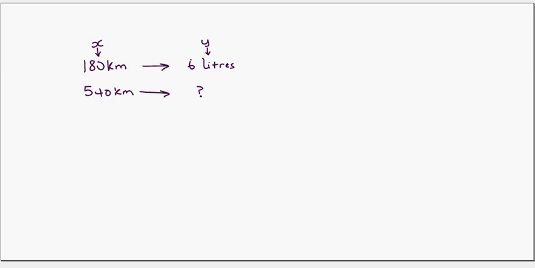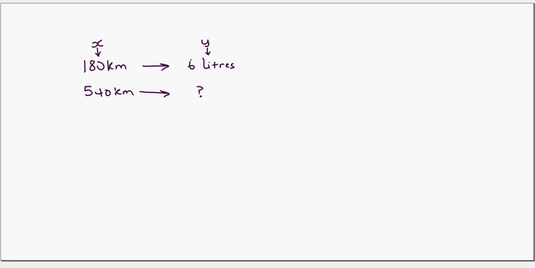There are some instances when this quantity goes up and the other one goes down, and that would be indirect proportion. In this case, this is direct proportion because when the number of kilometers to be traveled goes up, the number of liters required to do that journey also goes up. So we know that this is direct proportion. In indirect proportion, the behavior is reversed, and we'll do an example just now.